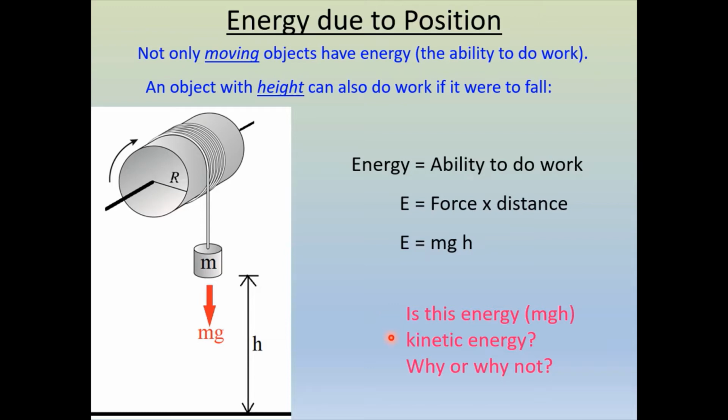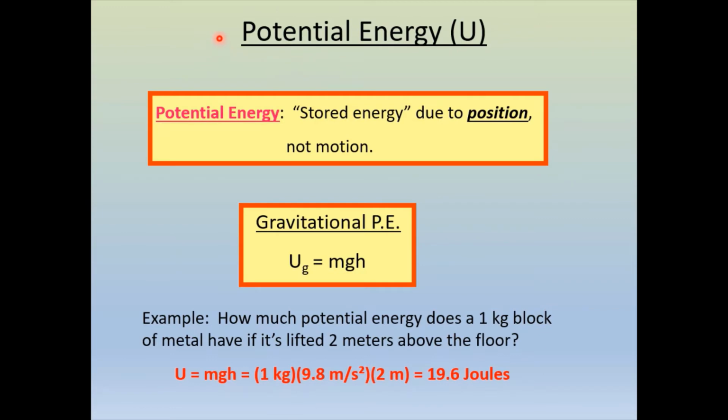Why or why not? Well, it's not kinetic energy, because before we let this thing go, there's no kinetic energy at all in the system. Nothing is moving. So this is a different type of energy. The energy of this hanging mass here is due not to its motion, but due to its position, due to the fact that it is off of the floor by a height h. So this is what we call potential energy. Potential energy you can think of as stored energy that's due to position, not motion.